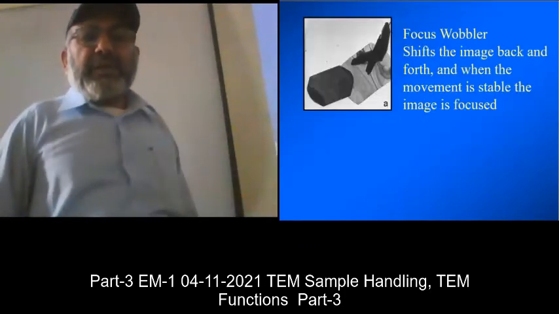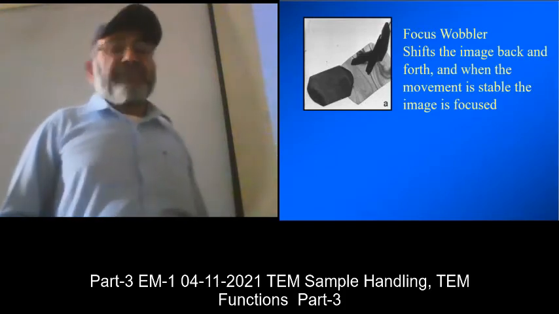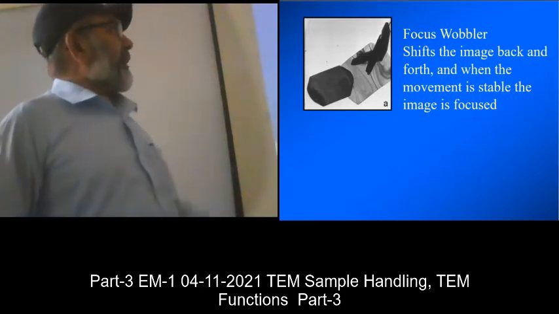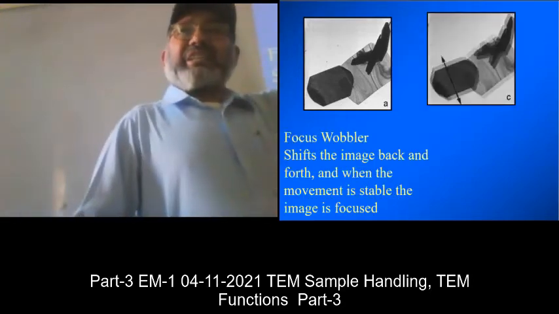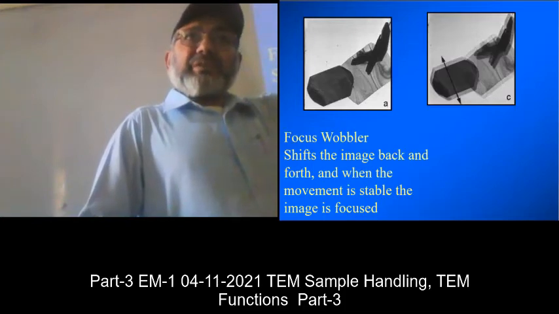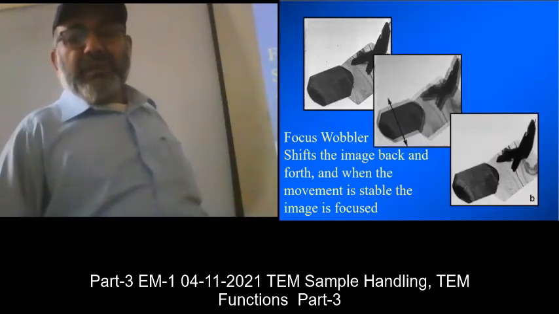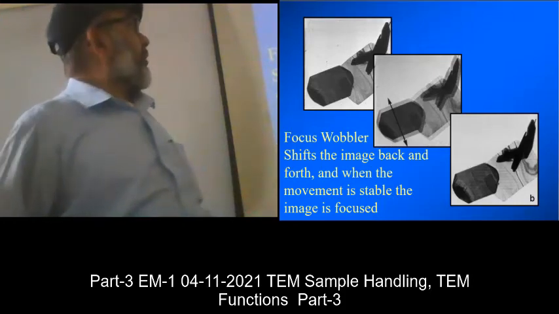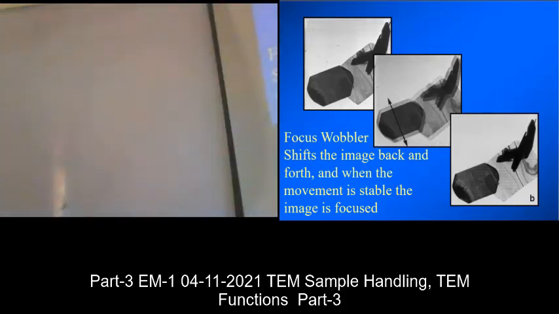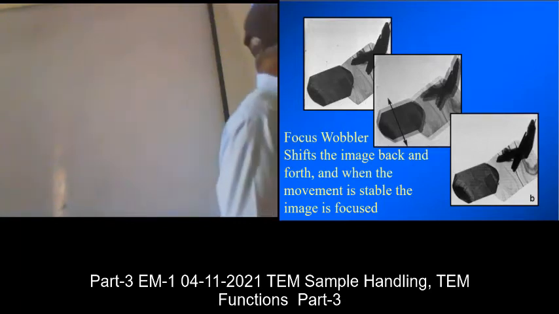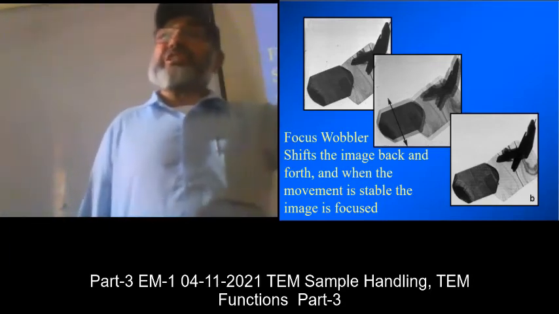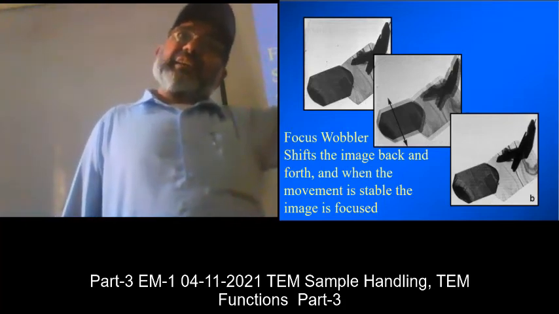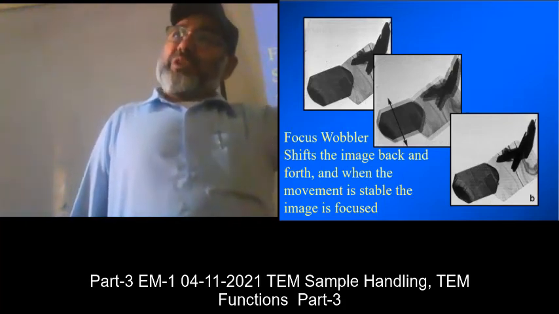Now, look at this. The focus wobbler shifts the image back and forth, and when the movement is stable, the image is focused. You see the edges, so it is not focused. Then if you further take it, look at these lines, and you are basically moving these lines, that when these lines reach the perfect place and you see the sharp edges with no lines like that, you see the image in focus.